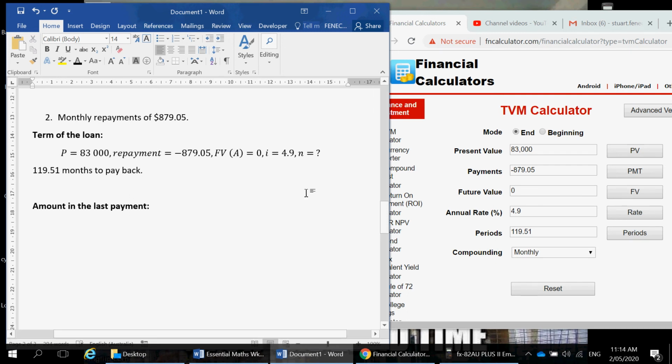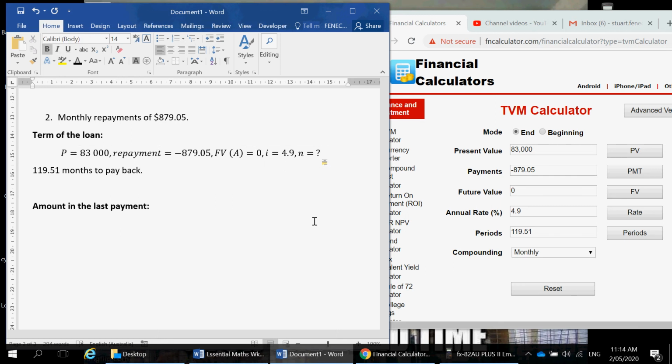So that's interesting, isn't it? Now, I particularly note, in this case, it's not an even number, is it? So you have a 0.51 payment at the end there. So we are going to end up with an interesting situation.